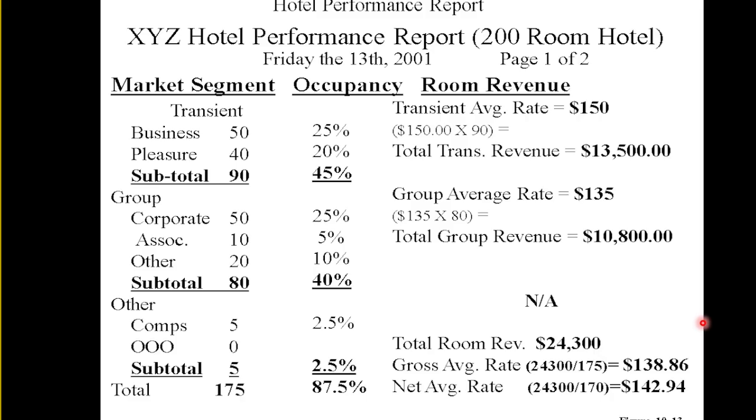Okay. So, we have the total revenue of $24,300. You'll just need to add everything, okay? For total room revenue, we have $24,300. Okay, so here's the thing.